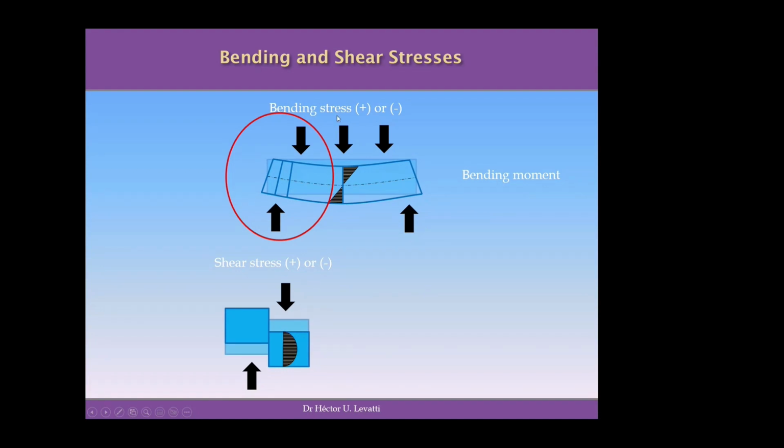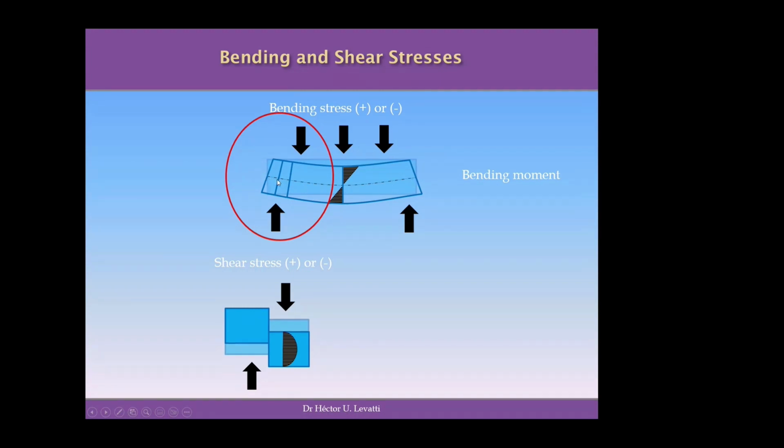So we have bending stresses that are positive, the ones that produce tensile effects, let's say, and compressive sign when they compress the fibers. And the shear stresses follow the same convention as the shear forces. So this scheme here represents a positive shear stress. If you have the opposite, you will have a negative shear stress. And the same thing for bending.